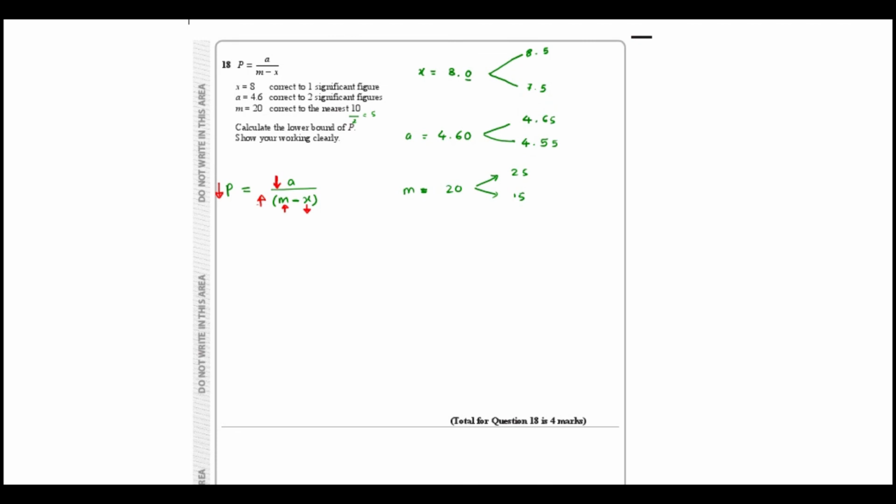Then we substitute the respective values. The lower bound of A is 4.55 over M, for which I use the upper bound, 25, minus the lower bound of X, 7.5. These are the values I need to type into the calculator: 4.55 over 25 minus 7.5. The answer is 0.26. So this is the lower bound of P: 0.26.